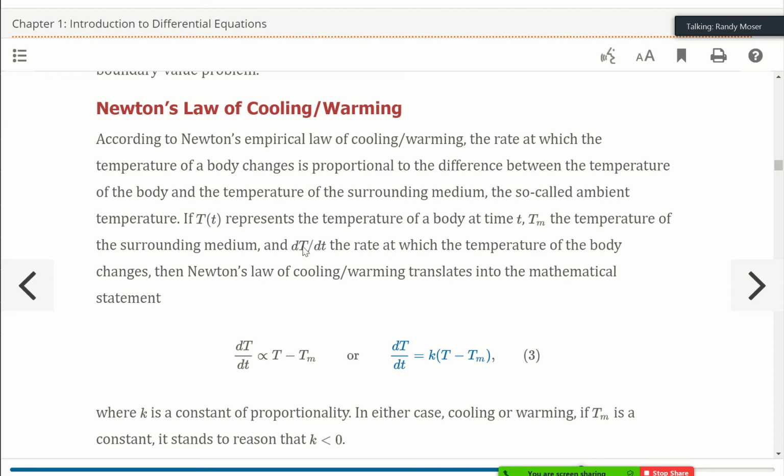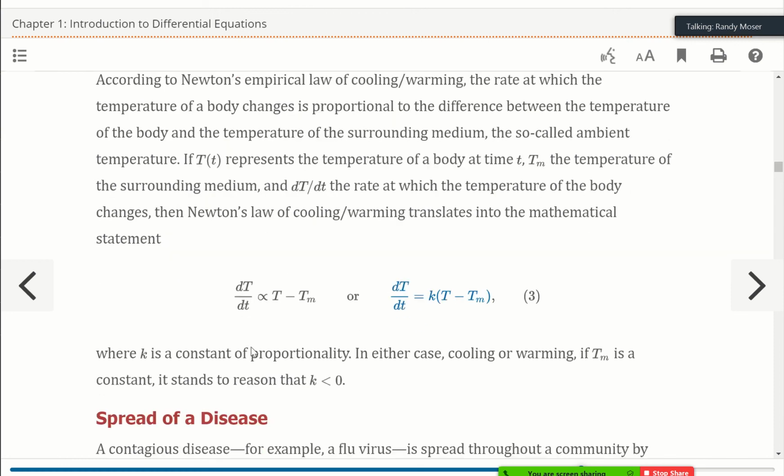The rate of change of the temperature with respect to time is the rate at which the temperature of the body changes. And what Newton's law of cooling says is that the rate of change of the temperature with respect to time is proportional to the difference of the temperature of the item minus the temperature of the medium. Okay. So dT/dt is going to be equal to a constant k times the temperature function minus the temperature of the medium.